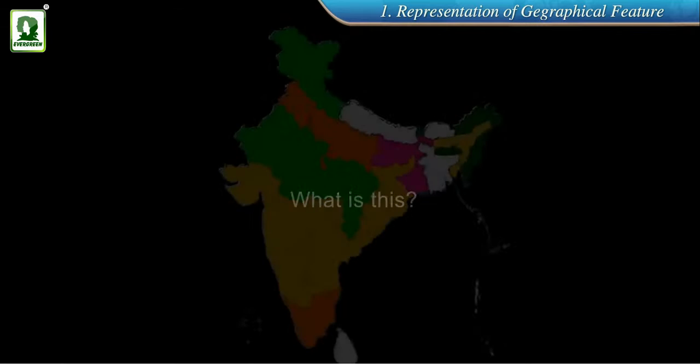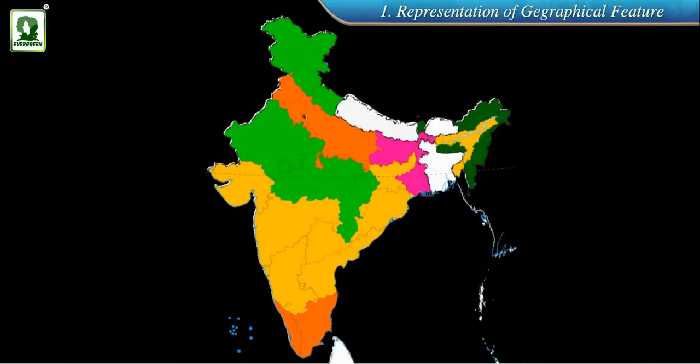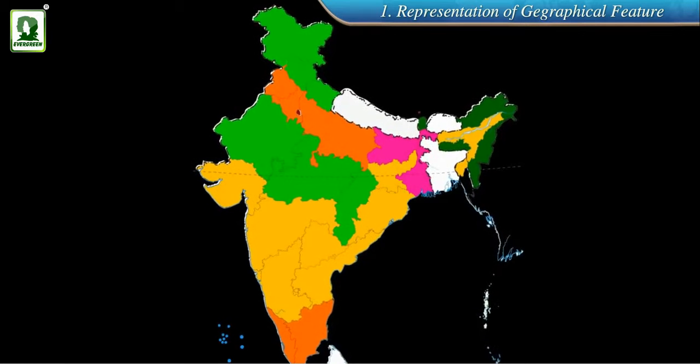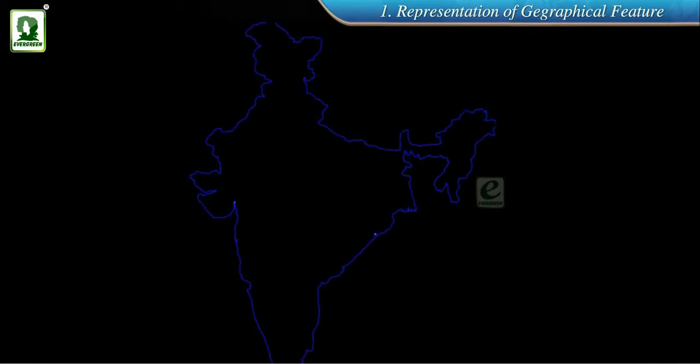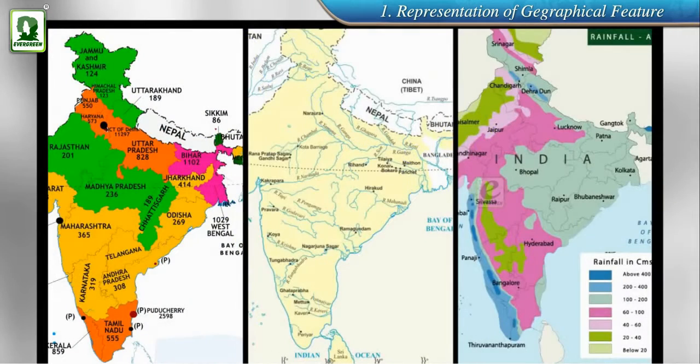Types of maps. What is this? This is a map of India. These are also maps of India, but are they similar? Yes, the physical boundary is same in the three, but there are some differences. Can you find any differences among these?